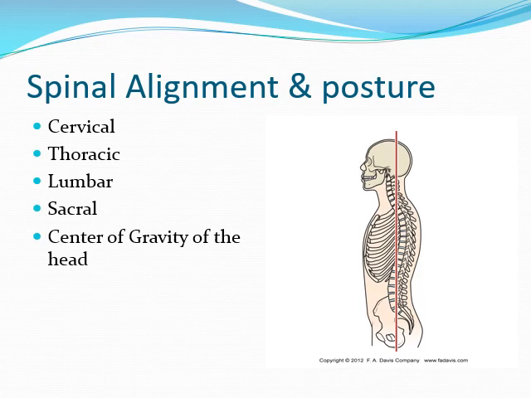Another thing to note is the sacral region, which we'll talk about once we get down into the pelvis. You can see the sacrum down in here. So again, we have the lordotic curve at the cervical spine, the kyphotic curve at the thoracic, and then a lordotic curve at the lumbar spine. The cervical and lumbar are what we call secondary curves.